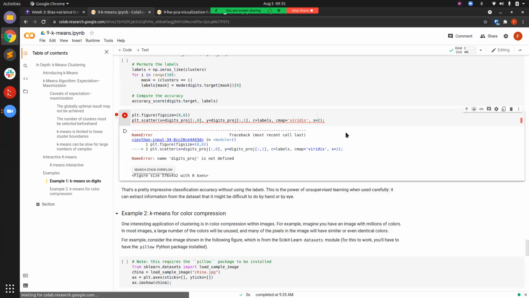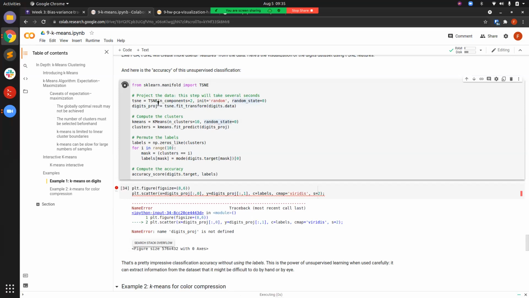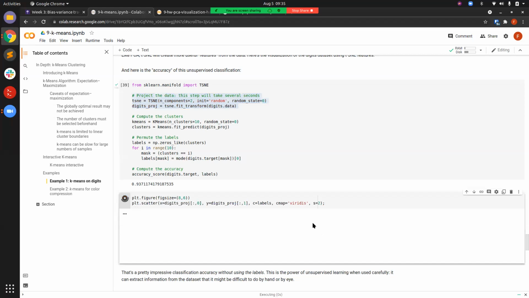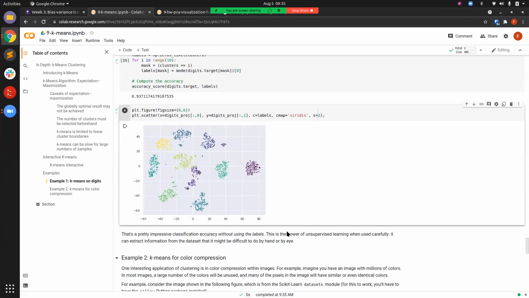I think I ran this out of order. All right, so TSNE is also available in sklearn. Okay, so I'm going to project the data into a different feature space. It's not exactly like PCA, so it's not necessarily a linear projection. But you can see the projection of the data into the new space, and here we're coloring each data point according to its class label.